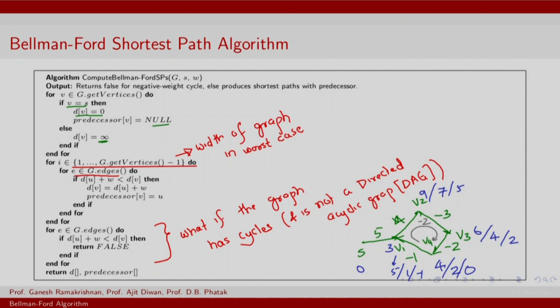So this is what we are checking. If after so many iterations you are still able to reduce the shortest path distance to any particular node, then you basically can't find the shortest path. So just return false. That is what we see here: returns false for negative weight cycle.